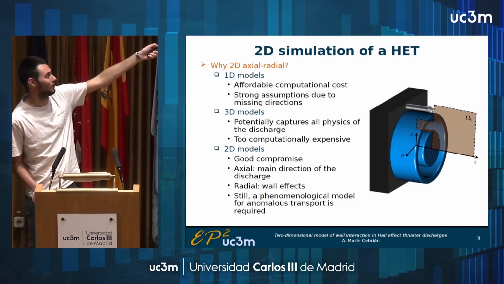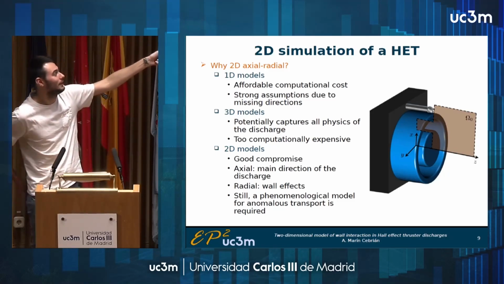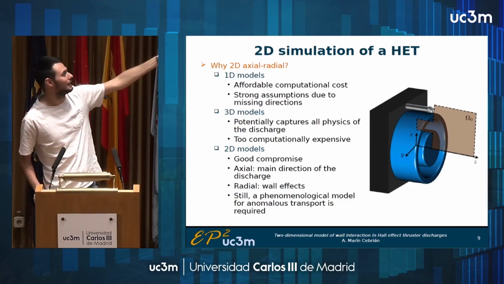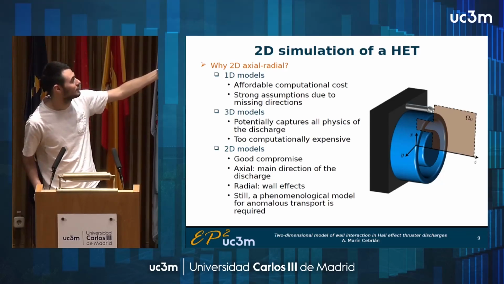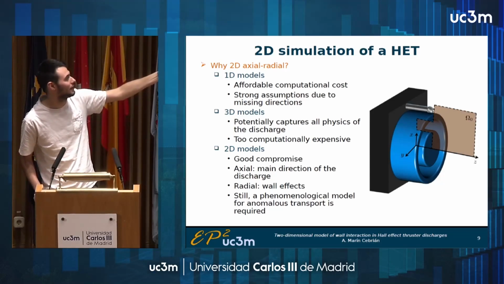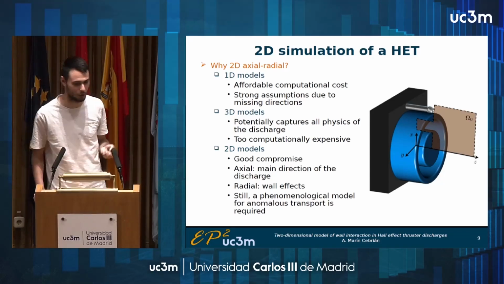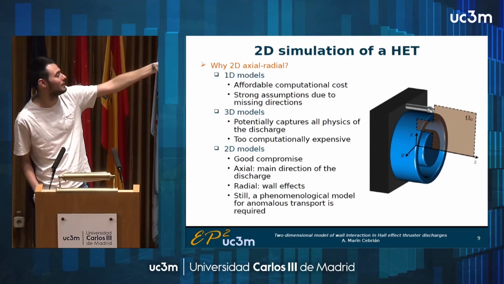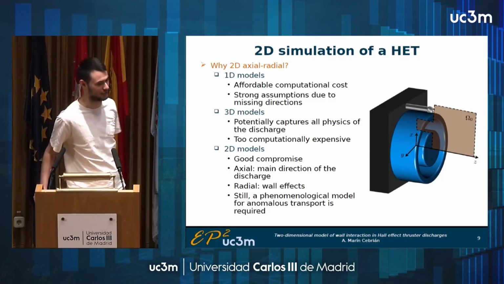And then we have 2D models. And we think that this is a good compromise because it contains the axial direction, which is the main direction of the discharge, and with the radial direction we can also capture some wall effects, which is the main goal of the thesis. We are still missing the azimuthal direction, and we need to use a phenomenological model for anomalous transport.